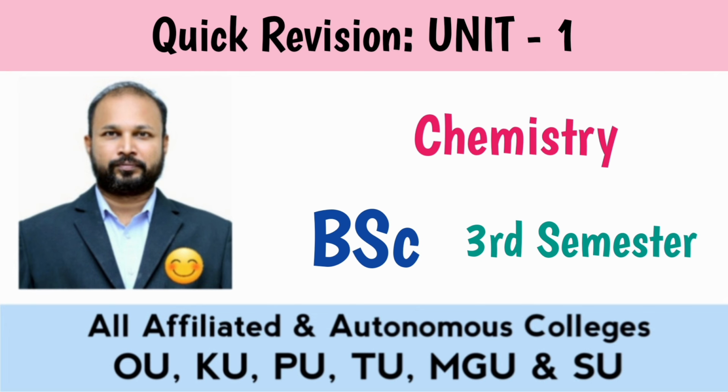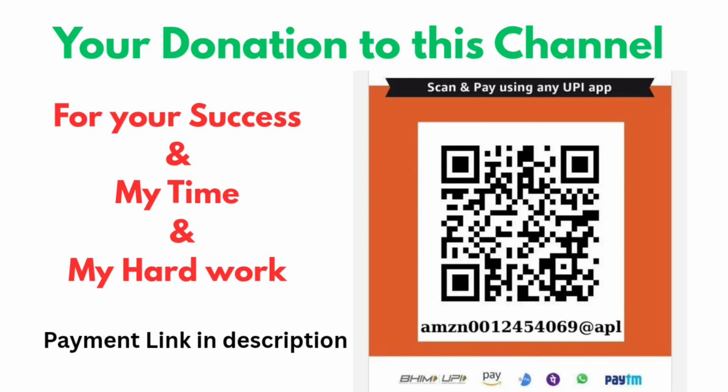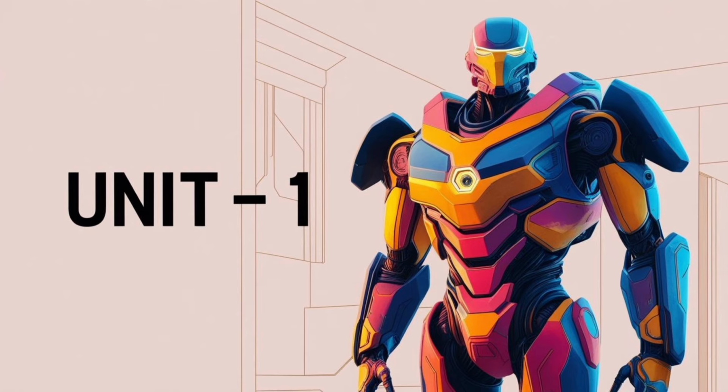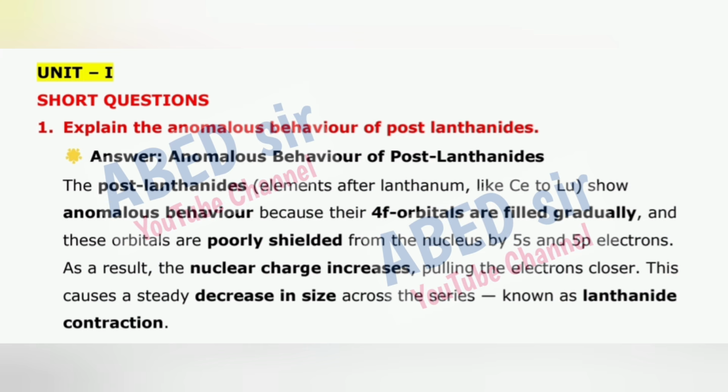In this video, I will be explaining the BSc third semester subject Chemistry as prescribed by Osmania University and other universities of Telangana. We will go through the important questions and answers one by one. Let's begin with a quick revision. Unit 1, first important short question is: explain the anomalous behavior of post-lanthanides.